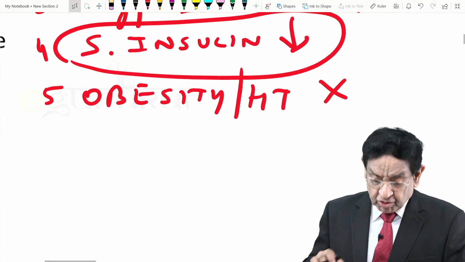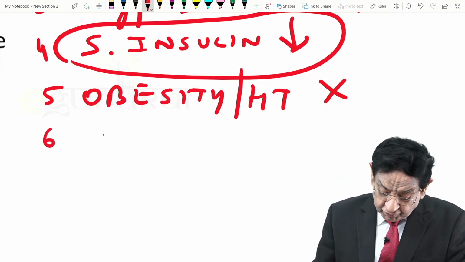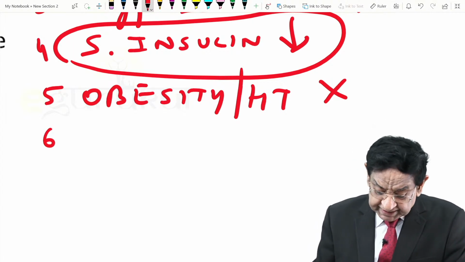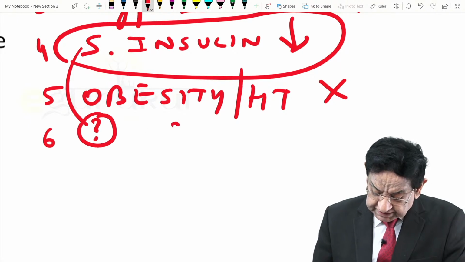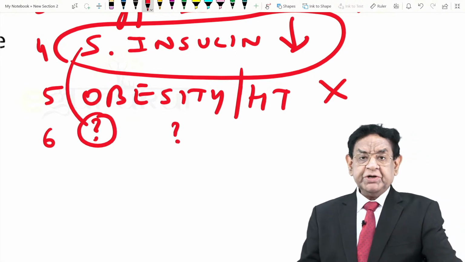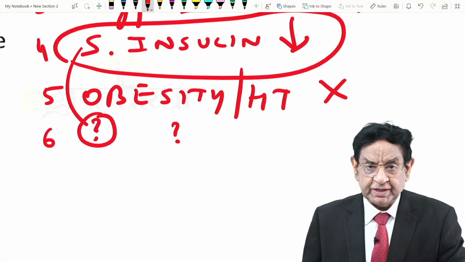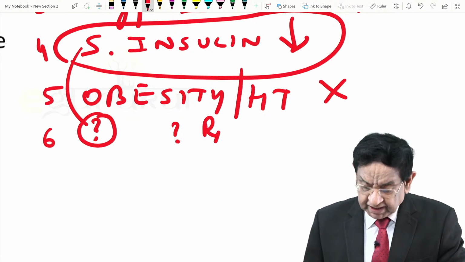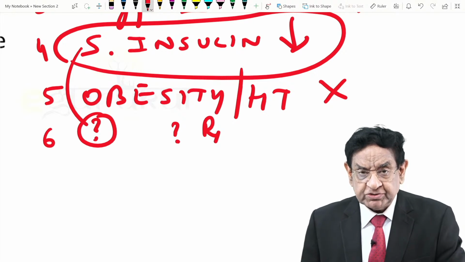And now comes the gold medal question. Again, write down the answer in your copy: why is this serum insulin level reduced? And second question, what is the treatment of this condition? That means if a patient of MODY comes to you, what treatment would you like to give? So quickly write down the answer in your copy.